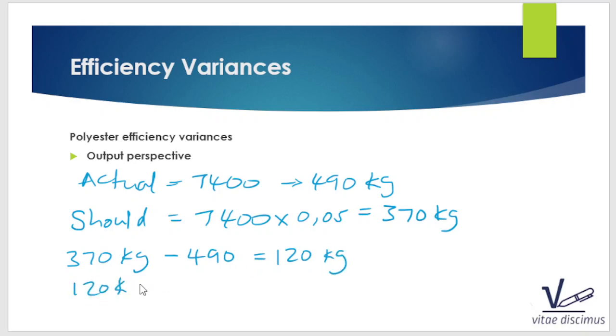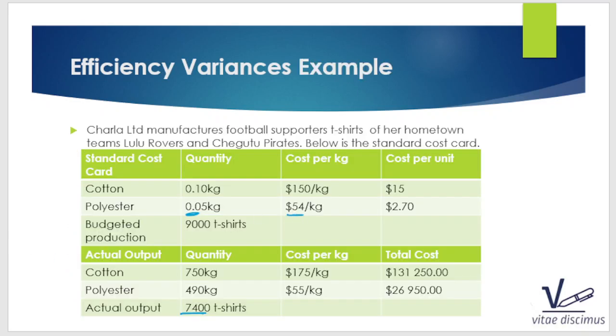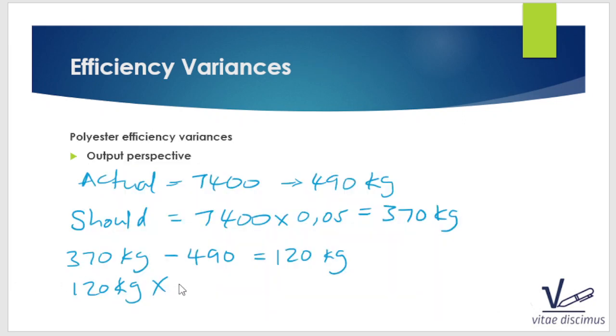So 120 kilograms wasted, coming in at what cost? Each kilogram was coming at $54. If you multiply 120 times 54, you get an amount of $6,480, which is again unfavorable because you've used more material compared to what you're supposed to. So from an output perspective, you have produced lesser quantities compared to what you're supposed to.